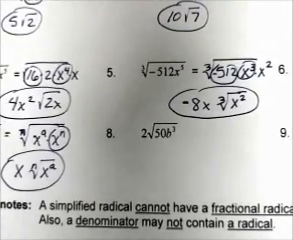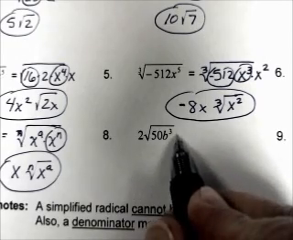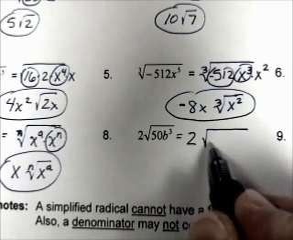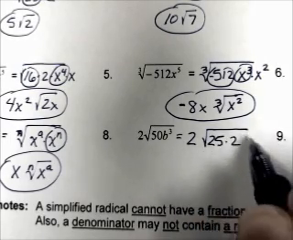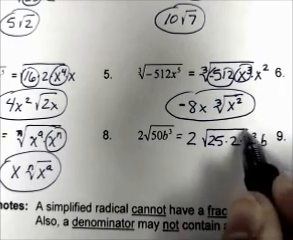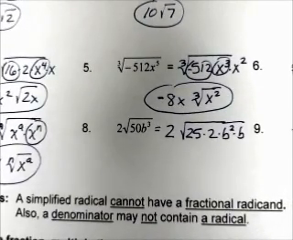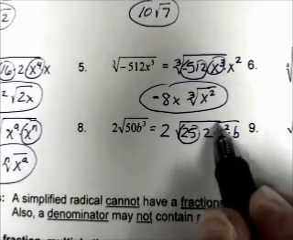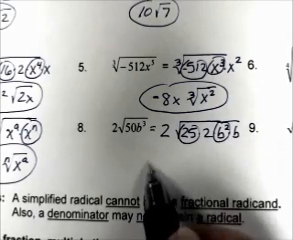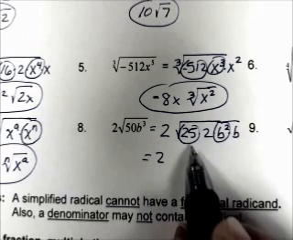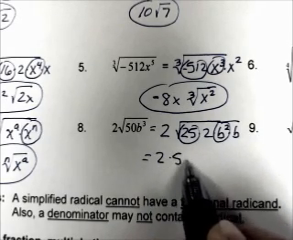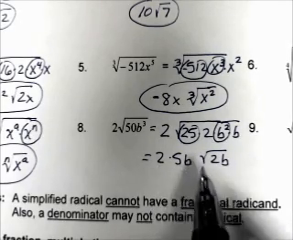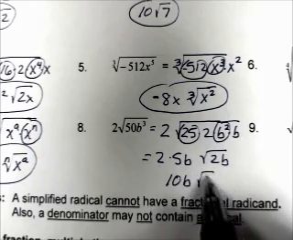Number 8, 2 times the square root of 50b to the third. 25 times 2 is 50, and b squared times b are the perfect square factors of b to the third. Circle our perfect squares. Bring down the 2. Square root of 25 is 5. Square root of b squared is b. And then the square root of 2b remains. And we multiply 2 times 5b, which is 10b square root of 2b.